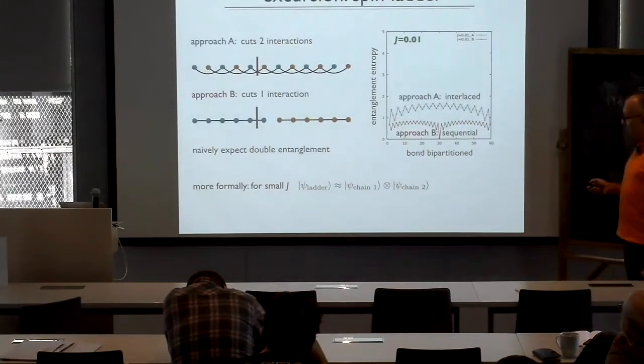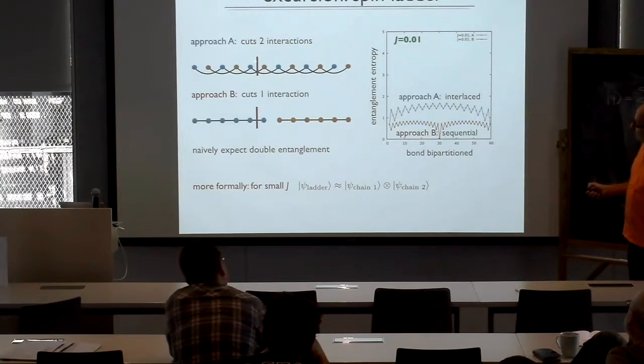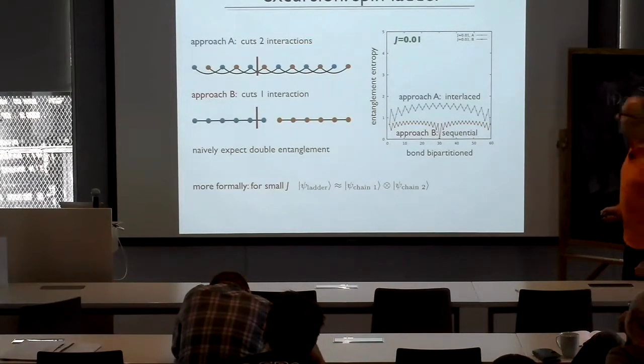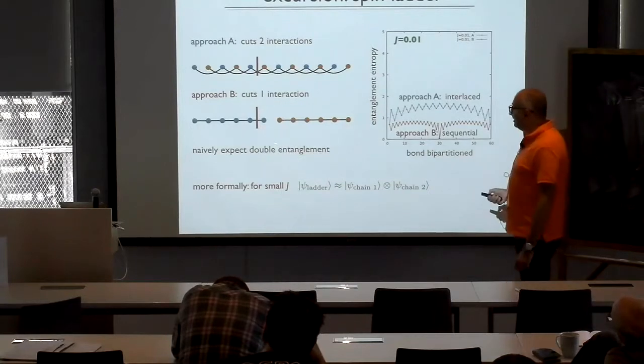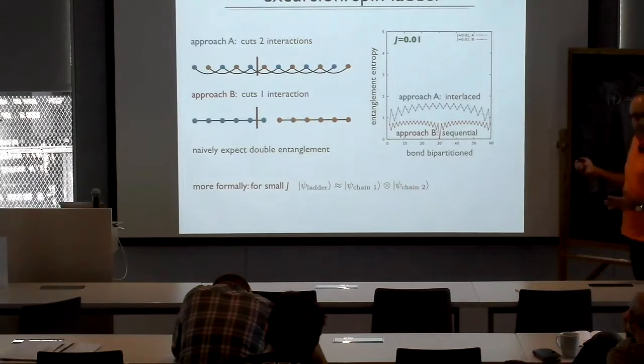Yes, you can, because if the J is so small, you can as well assume it's not there. Then in the interlacing approach, you cut 2 interactions. In the sequential approach, all this long-range stuff has gone away. You cut 1 interaction. So naively, you say, well, then it's probably doubly entangled. Well, it's exactly what you get.